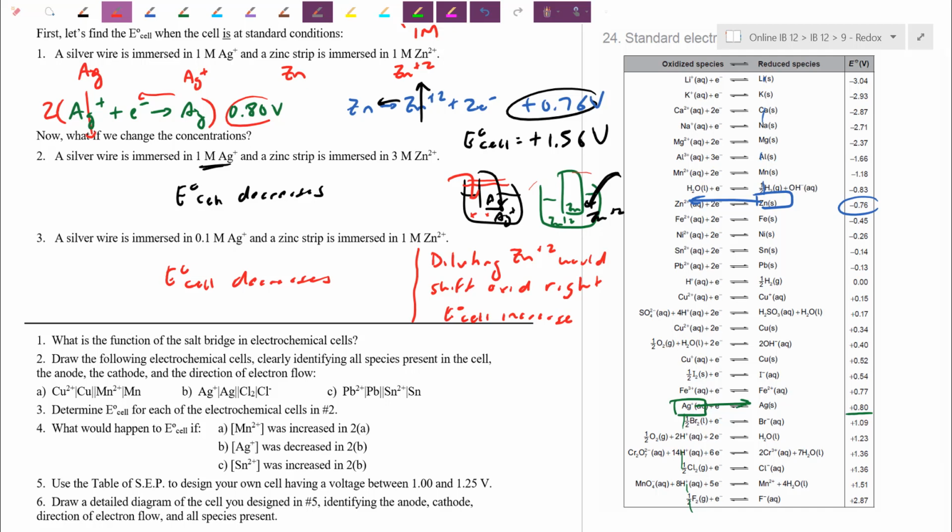Okay. So get some practice in reading the table here. There are some standard questions here with the voltaic cell. After you've looked over this one here, tomorrow we'll switch gears and we'll start taking a look at electrolytic cells.